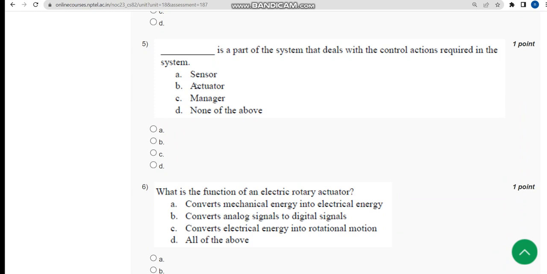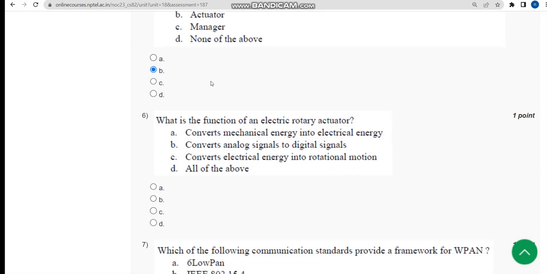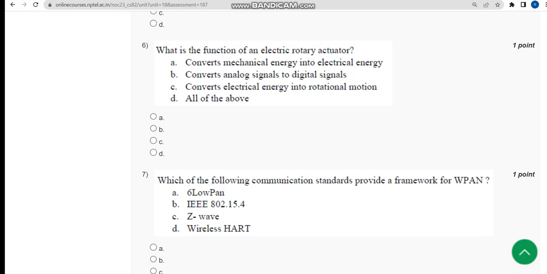Now let's move on to the fifth question. The correct answer is option B, that is actuator. So mark option B. Now let's move on to the sixth one. What is the function of an electric rotary actuator? The correct answer is option C, converts electrical energy into rotational motion. So mark option C.